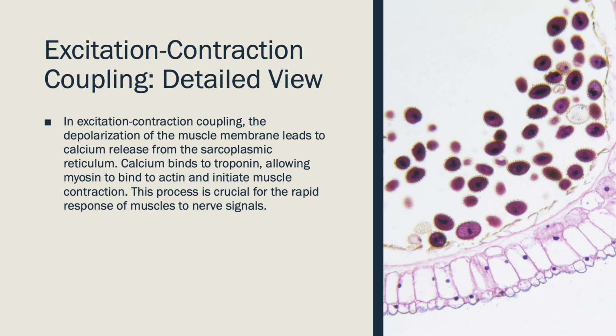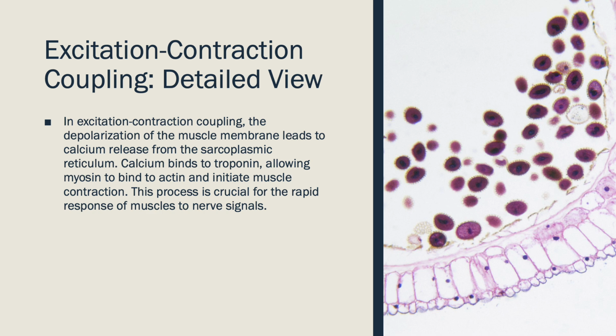Calcium acts as the key intermediary between the electrical signal and the mechanical response. Any disruption in this process, such as improper calcium release or reuptake, can impair muscle functioning. This can lead to fatigue or cramps. After contraction, calcium is pumped back into the sarcoplasmic reticulum, and this allows our muscles to relax and reset for the next contraction.